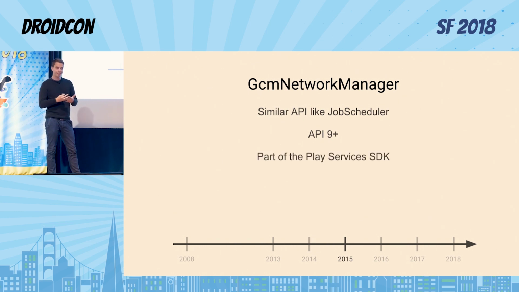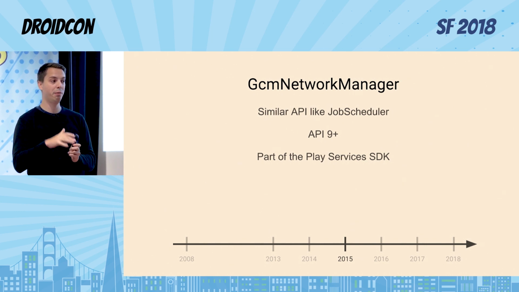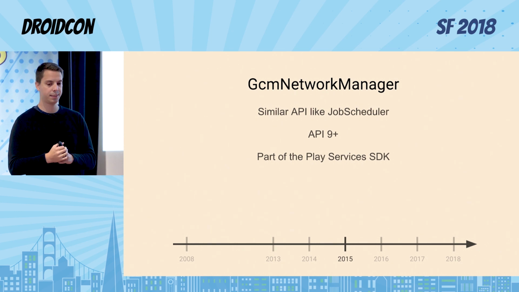The problem is that it's part of the Play Service SDK. So that means you have to check first if the Play services are available on this device. If not, then you cannot use this framework. And this is a problem, especially for devices from the Chinese market. Often and usually they don't have the Play service. So you have to implement a fallback.